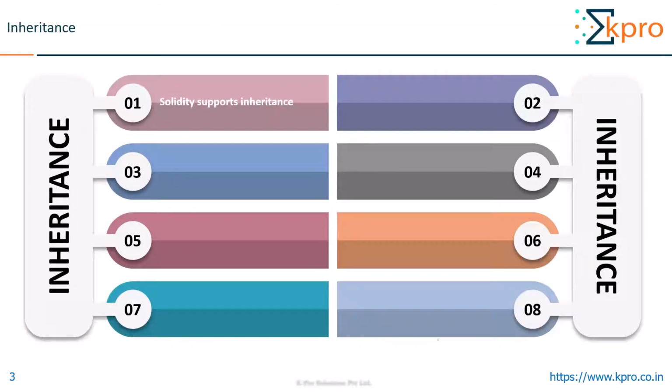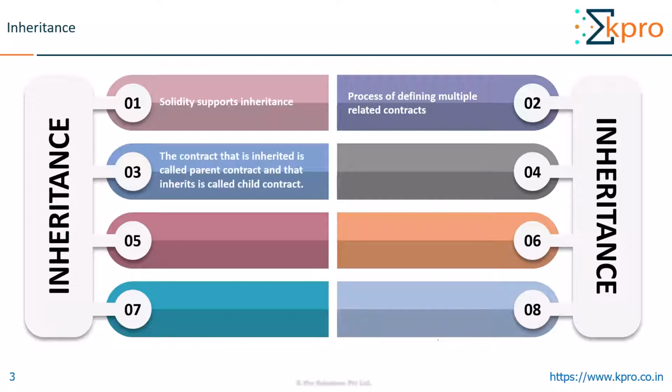Inheritance is one of the most important features of object-oriented programming languages, and even Solidity supports it between contracts. By inheritance, we can define multiple related contracts through a parent-child relationship. The contract that is inherited is called the parent contract, and the contract that inherits is called the child contract. The inheriting contract is known as the derived contract and the parent is known as the base contract.